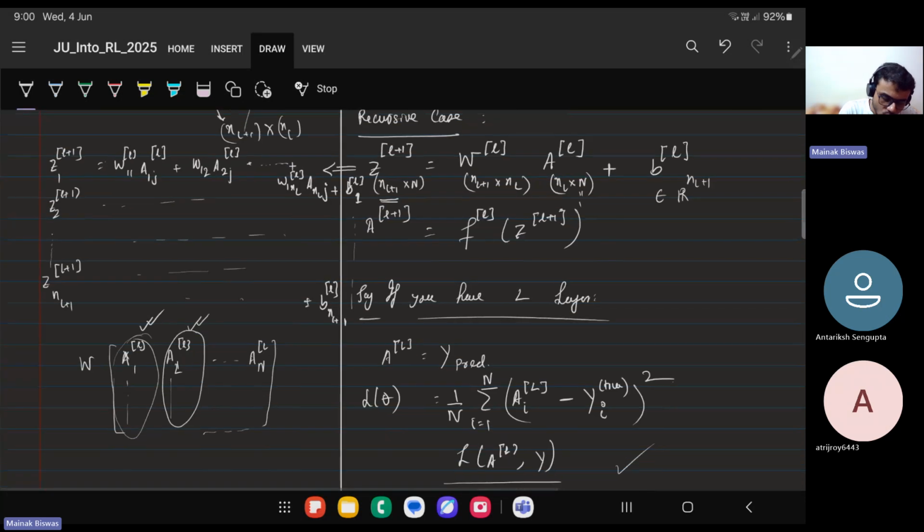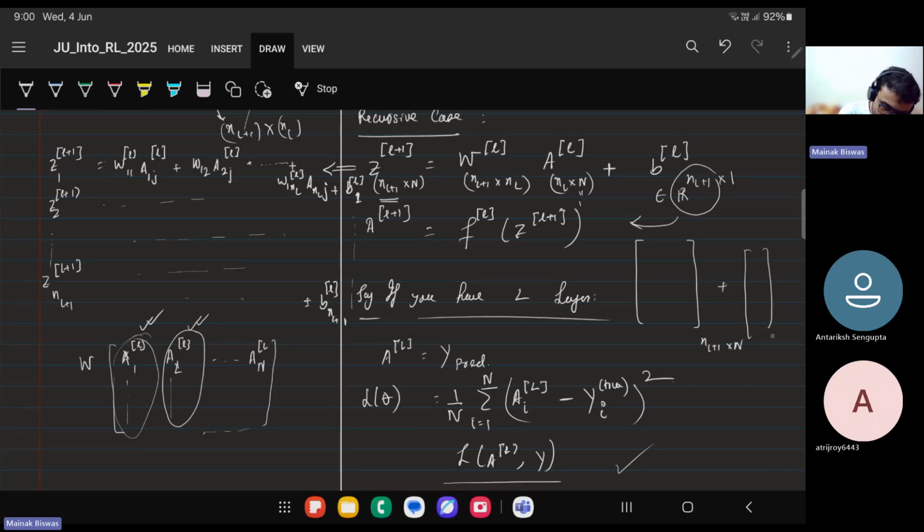See, this is an N cross 1 matrix, it's a vector. So you cannot really add an N_{L+1} cross n matrix and a vector of size N_L. So in Python and tools like that, the column vector is repeated, so that you can compute the operations. Fine.